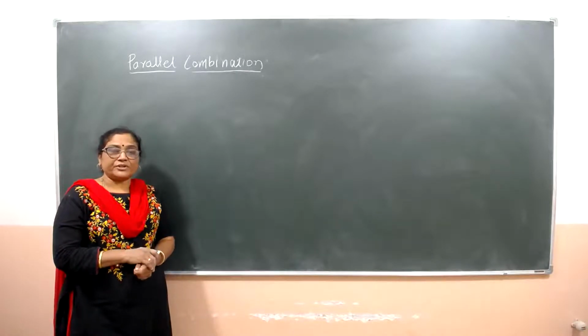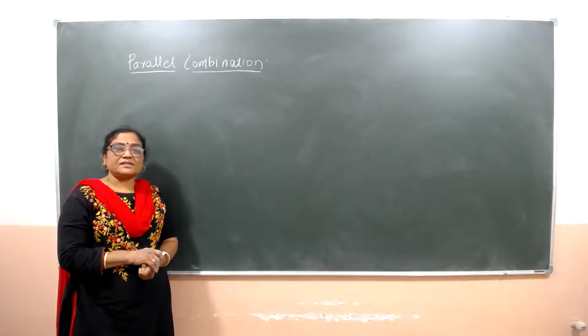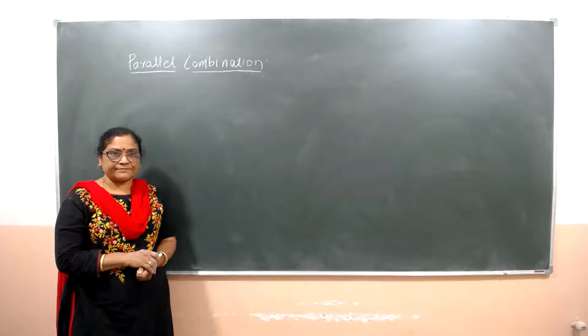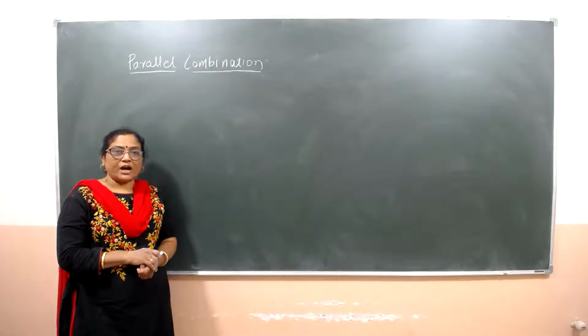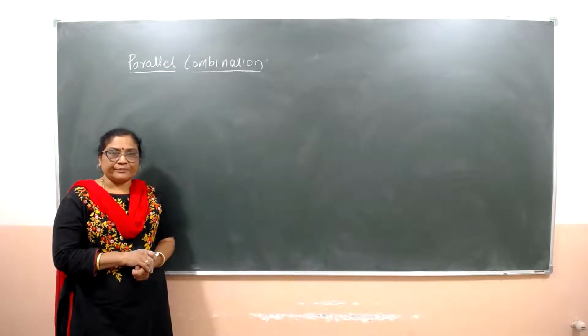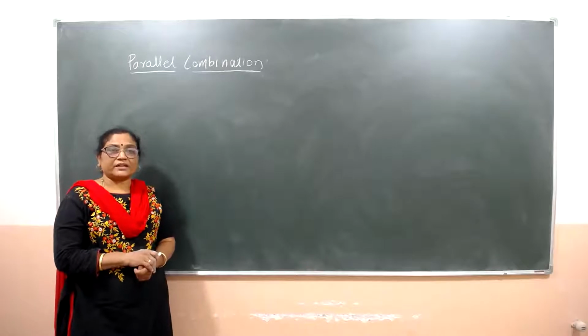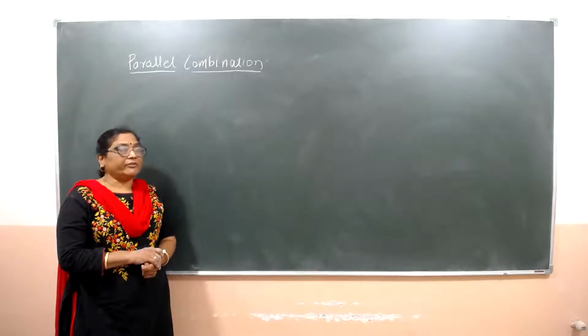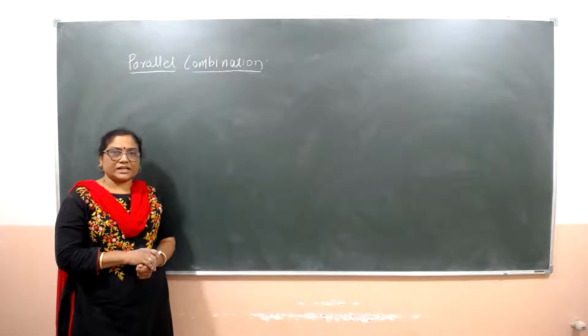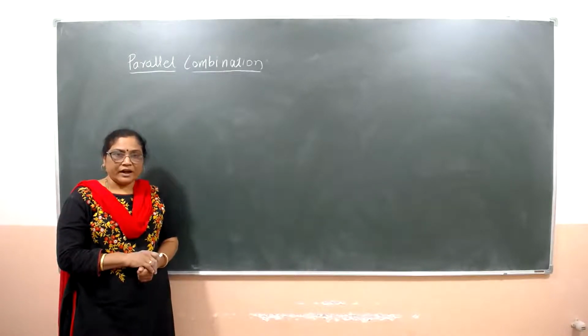In the last class, we derived the expression for the series resistance. When the number of resistors are connected in series, the equivalent is the sum of the individual resistors. That is, Rs is equal to R1 plus R2 plus R3. If n number of resistors are connected in series, then the value of the equivalent resistance Rs is equal to R1 plus R2 plus so on up to Rn.